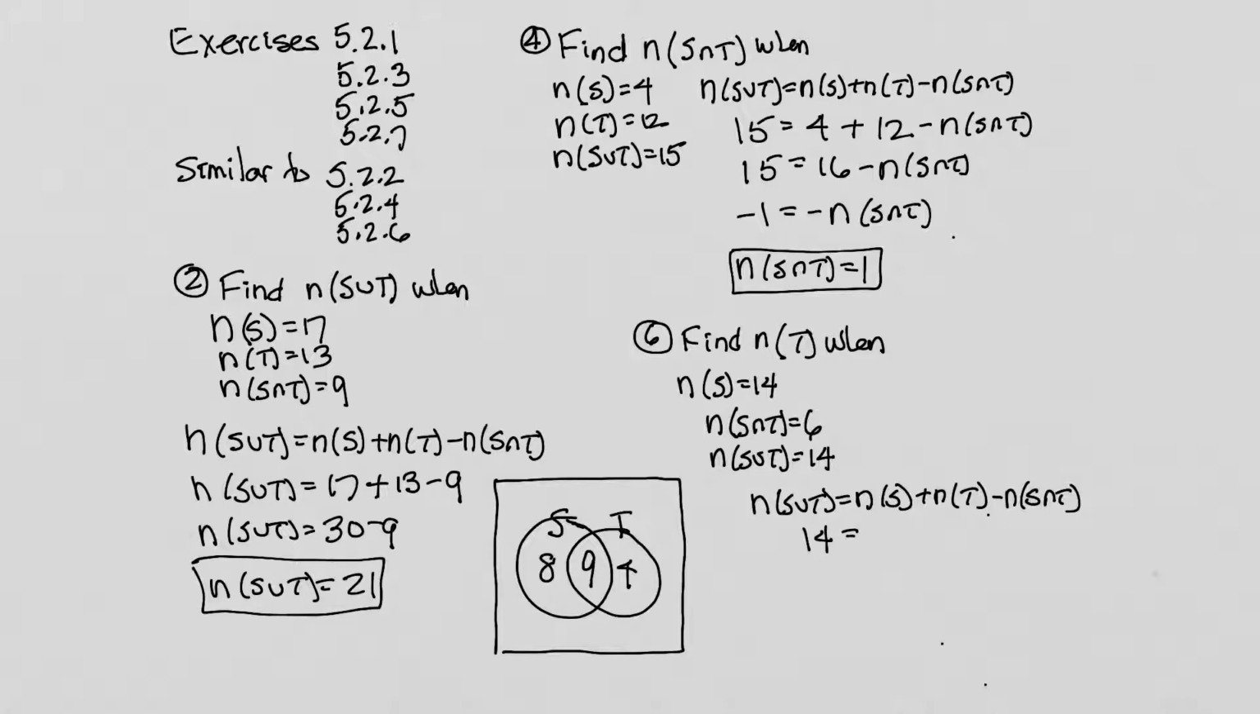The number in S, well, the number in S, that's up at the top here. That's a 14 also. So we get a 14 here. Plus the number in T, that's what we're looking for, so we'll just represent it, minus the number in the intersection. And the intersection, we're told, has 6 elements in it. So minus 6. Now here's what we are. 14 equals, and then this 14 minus 6, that's an 8, plus the number in T. And if we subtract that 8 from both sides, we'll have 6. It's equal to the number of elements in T, and that's what we're looking for.